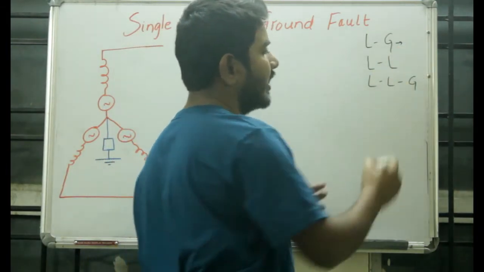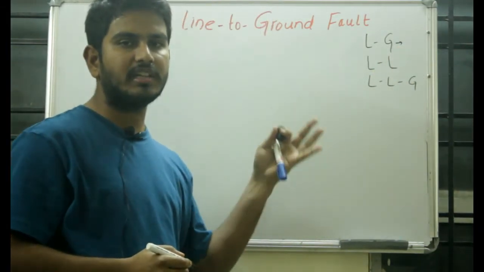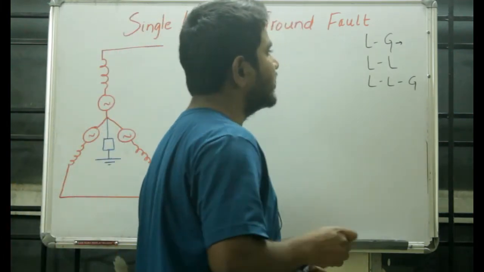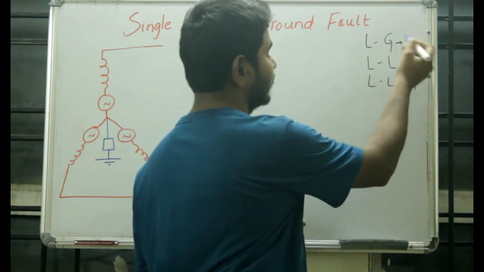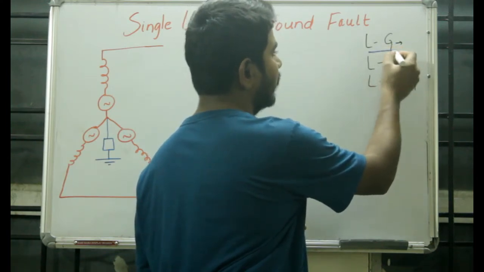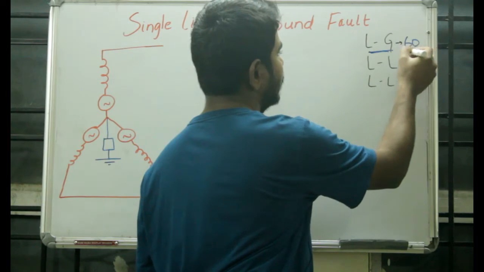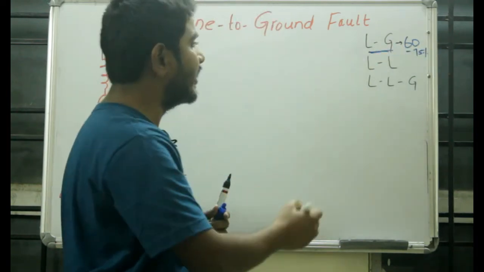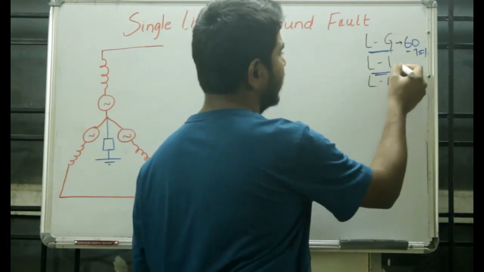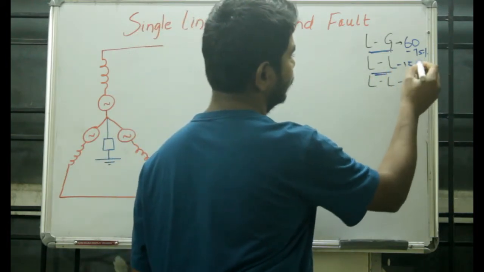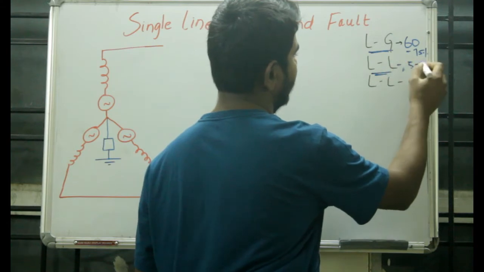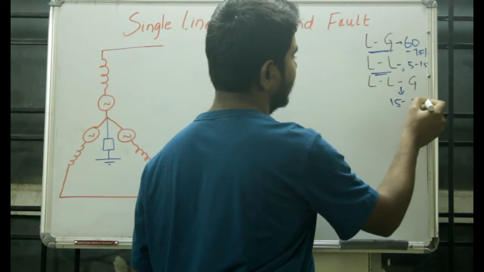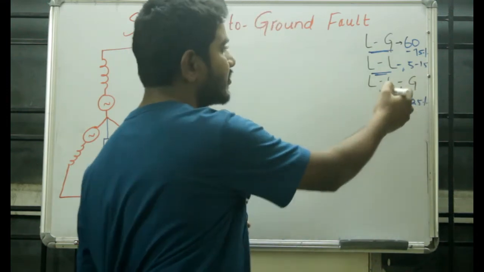This single line to ground fault is the most common type of fault in the three-phase system. Its occurrence is 60 to 75% of the time, whereas for line to line it is 5 to 15%, and double line to ground is 15 to 25%. This is the percentage of occurrence of these faults.